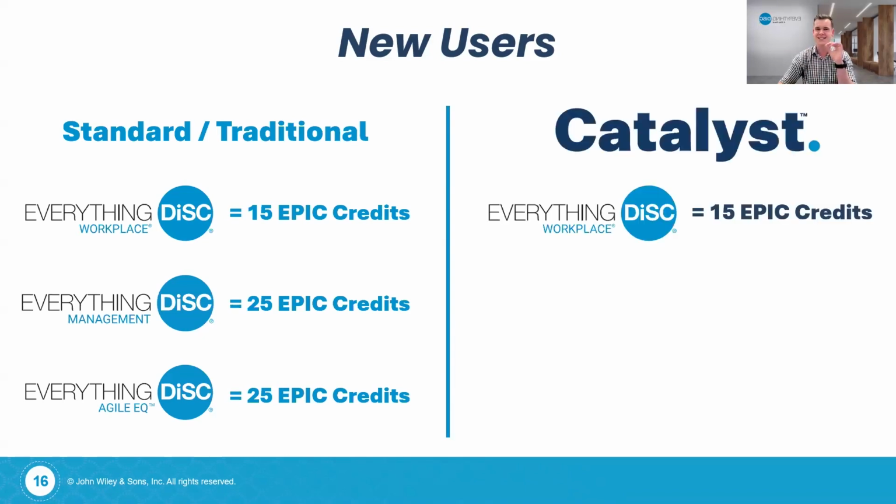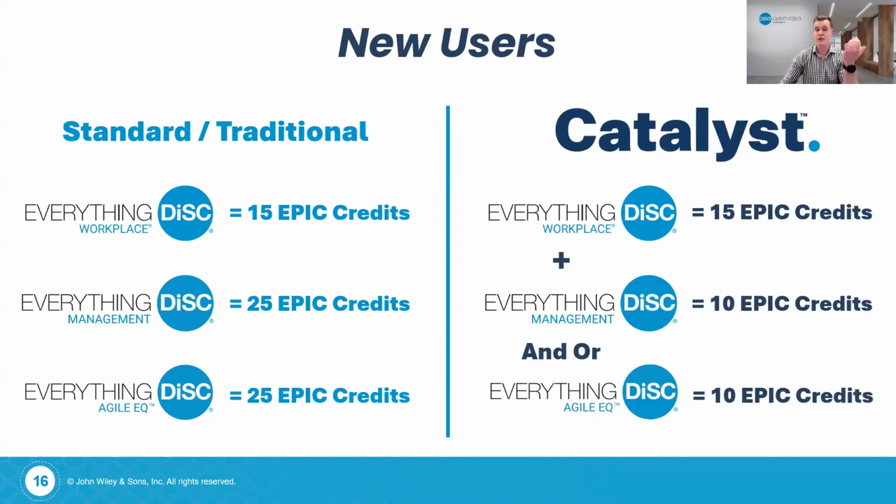Another benefit of Catalyst is the structure when it comes to pricing. It's going to be the same price to access your workplace profile on Catalyst as it is to access the standard PDF version, 15 credits per user. As mentioned, if you wanted to add on some of the other experiences, being management and Agile EQ, you can do so for just 10 additional Epic credits per profile per user. So for instance, if I wanted to give some of my learners access to the management profile, it's just 10 additional credits to give them access to that profile via Catalyst. So a significant price discount compared to giving them just the standard versions of the profile accordingly.